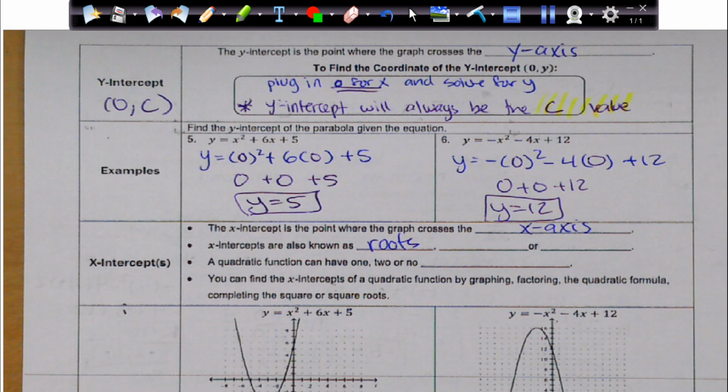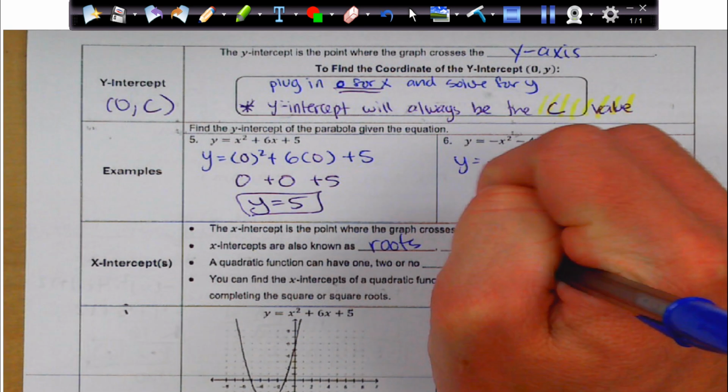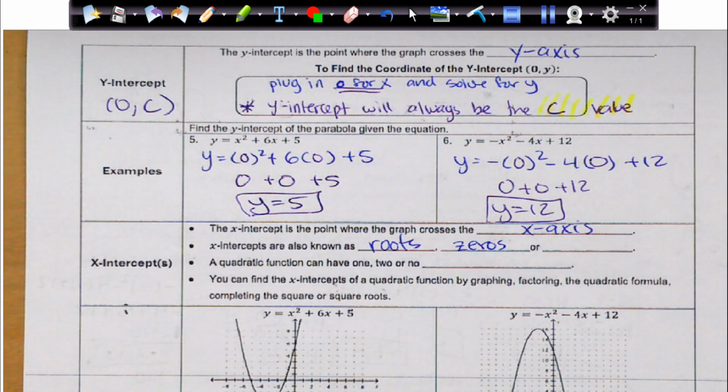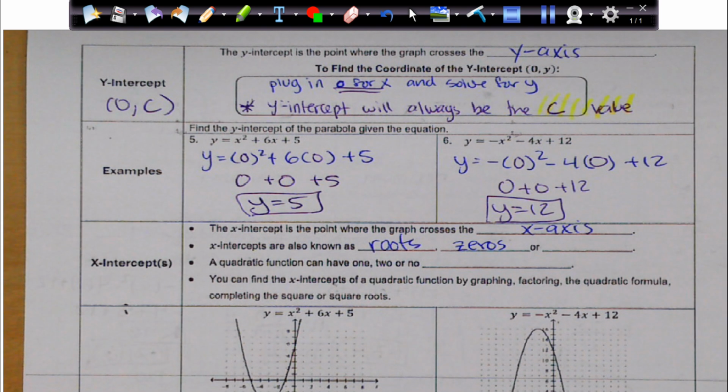X-intercepts are also known as zeros. Not Mr. Smith. He's not a zero. Everyone doesn't like my jokes.